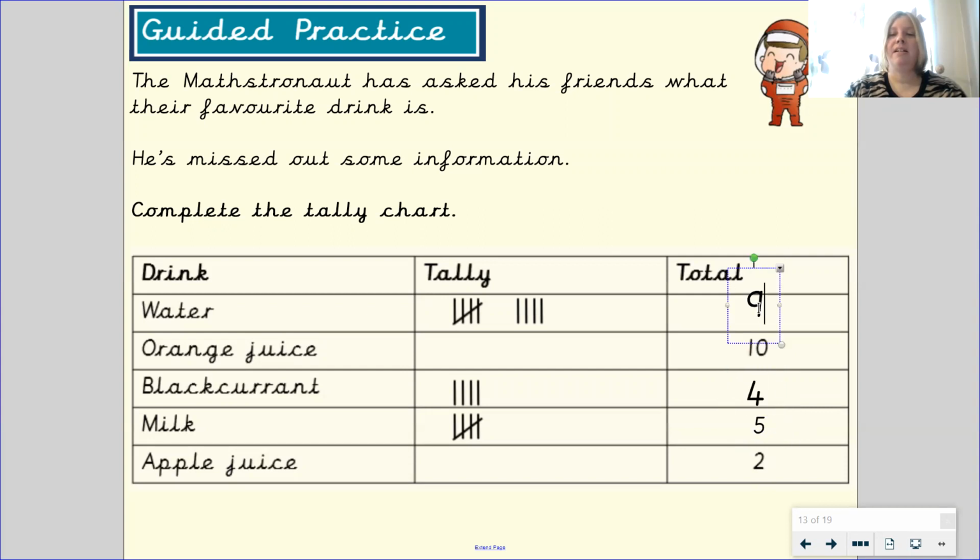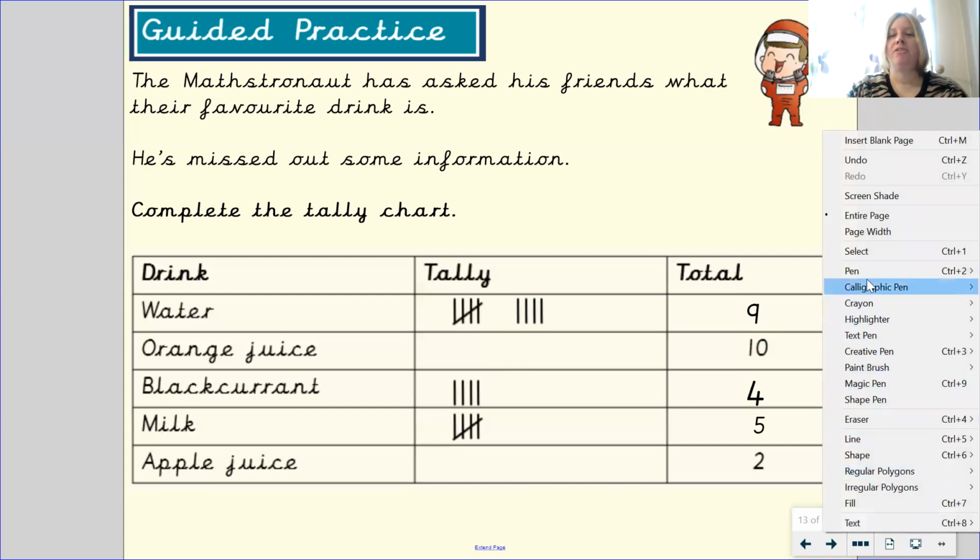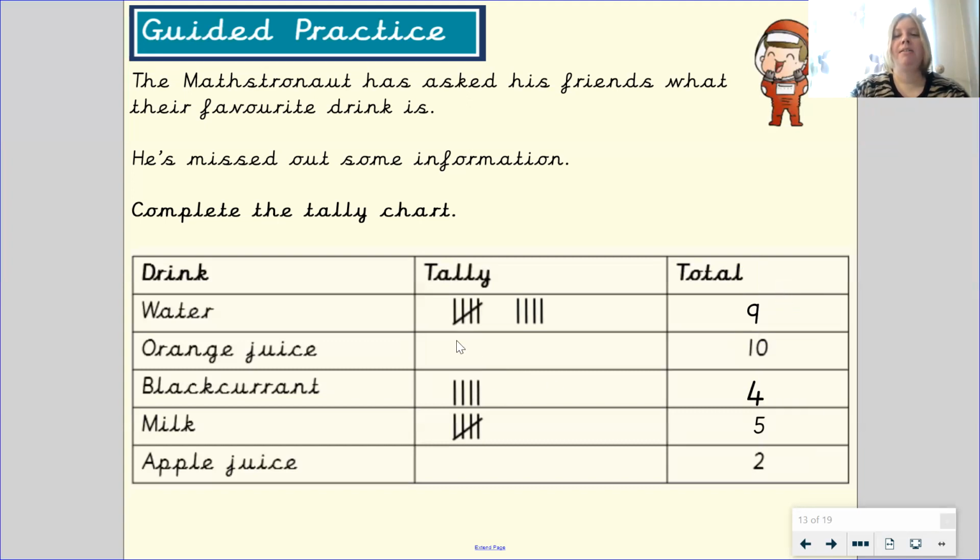The next thing I need to do is to draw the tallies to show how many people liked orange juice. So I need to remember that I'm showing the tally marks in the tally column. So I will be drawing them in here. I need to draw 10 marks to show that 10 children liked orange juice. So I get my pen and then on my table I draw my 1. Oh, where's my pen gone?